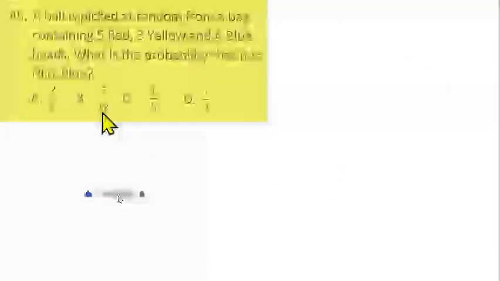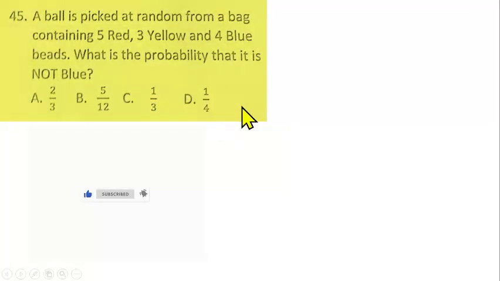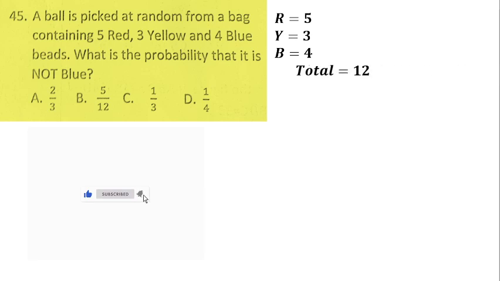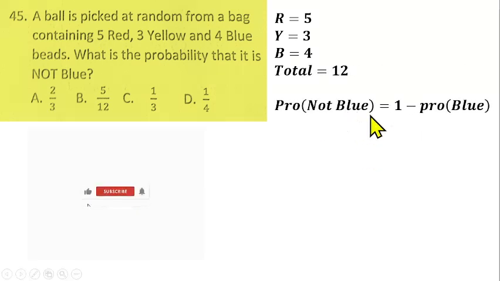Question number 45. Still on probability. A ball is picked at random from a bag containing 5 red, 3 yellow, 4 blue balls. What is the probability that it is not blue? Now we have 5 red balls, 3 yellow, and 4 blue balls. So the total number of balls is 12. So you have to calculate the probability that it is not blue.